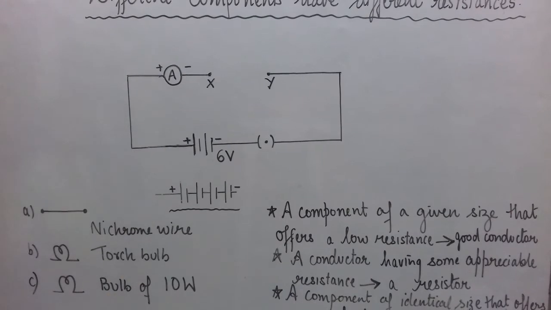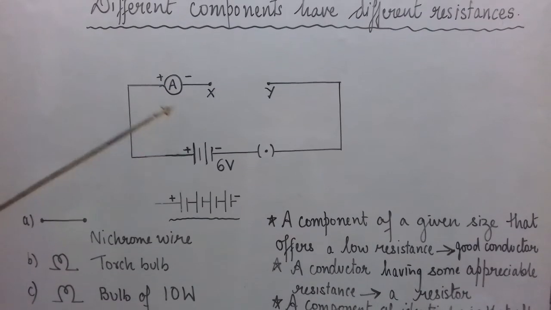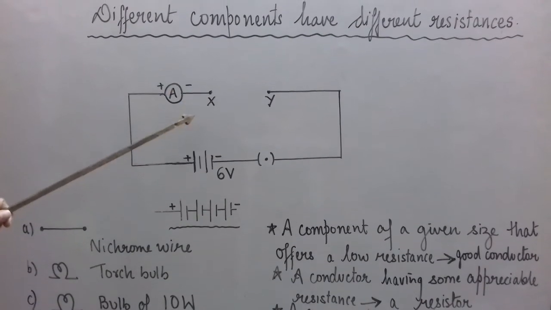So V is equal to IR. If V is constant, I is changing. It means resistance and current, I and R, are inversely proportional. If current varies, it means the resistance also varies.